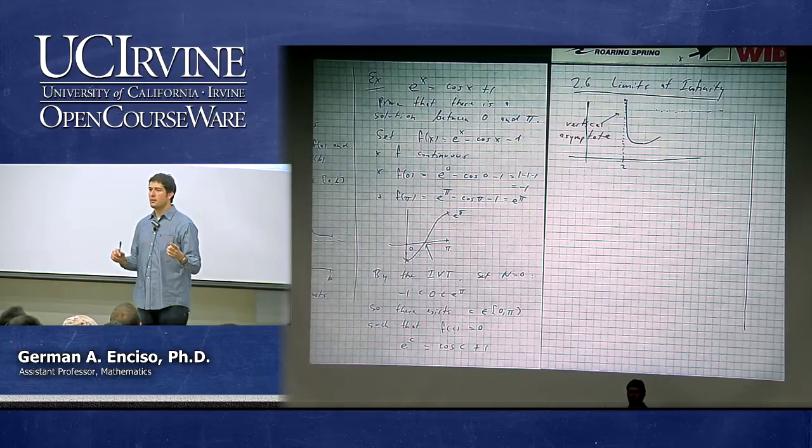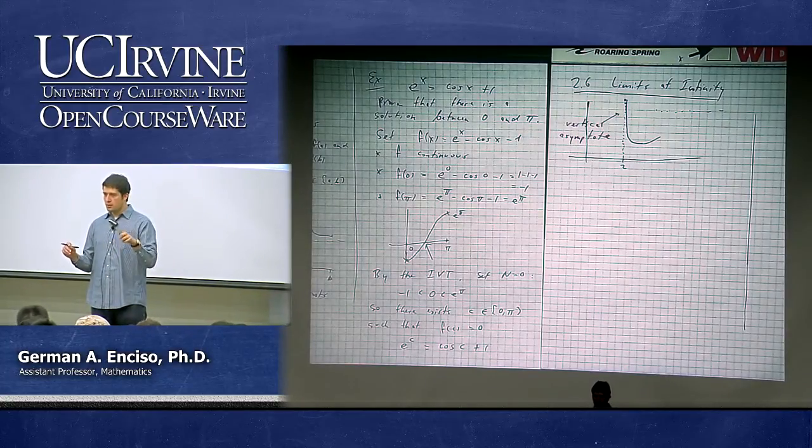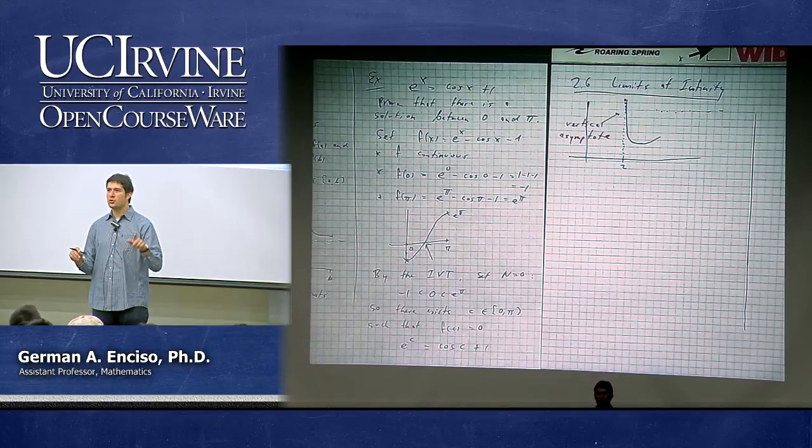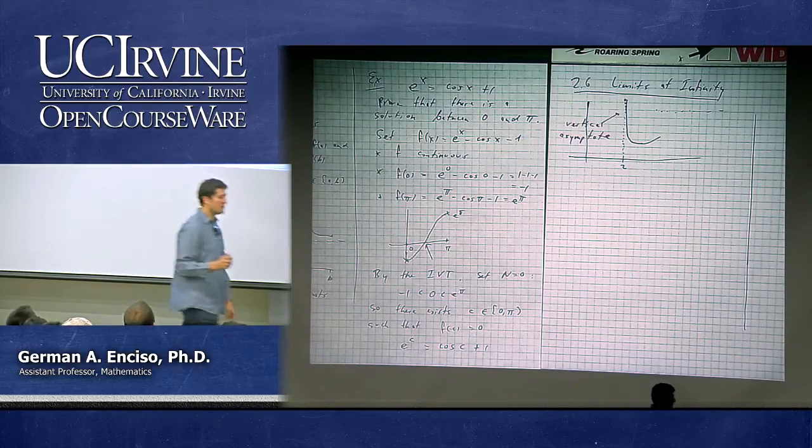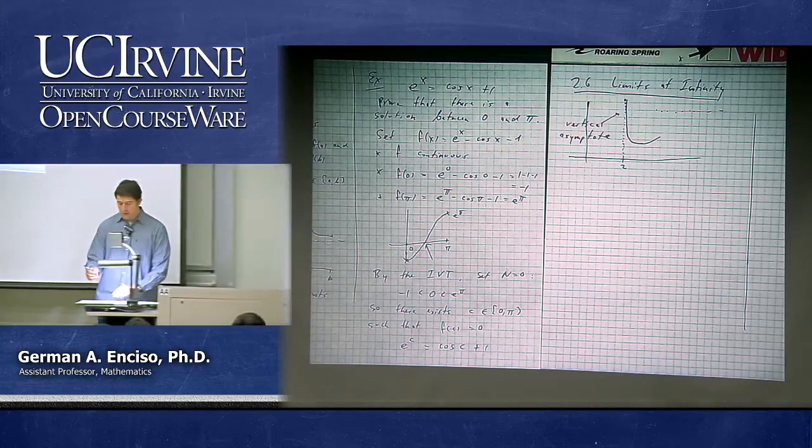Yes? As the limit approaches 2 from the positive side, it gets to infinity. So the limit when x goes to 2 plus of f of x is equal to infinity. That's right, and that's a vertical asymptote. We already talked about it.